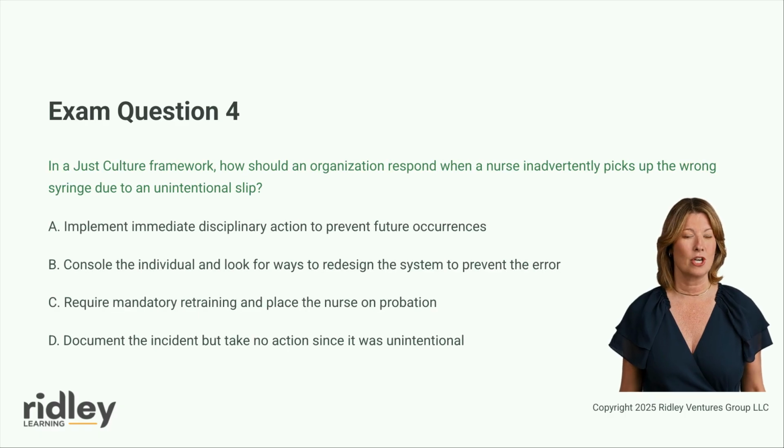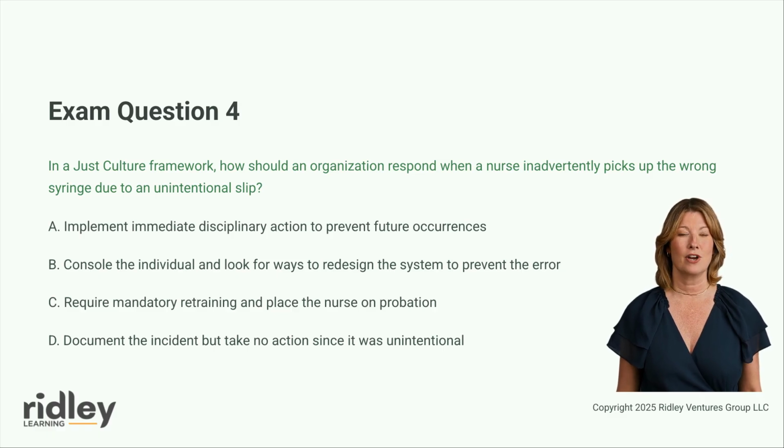Question 4. In a just culture framework, how should an organization respond when a nurse inadvertently picks up the wrong syringe due to an unintentional slip? The correct answer is console the individual and look for ways to redesign the system to prevent the error. Rationale. A just culture framework recognizes that human error is inevitable and distinguishes between 3 types of behavior requiring different responses. The first type is simple human error, an unintentional slip, lapse, or mistake where the person intended to do the right thing but failed due to normal human limitations.